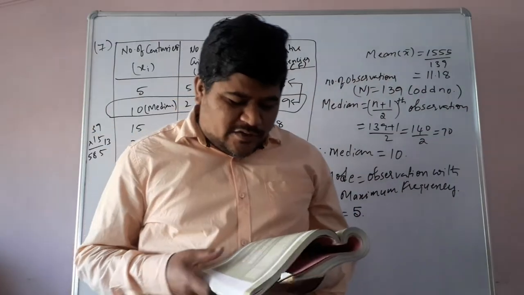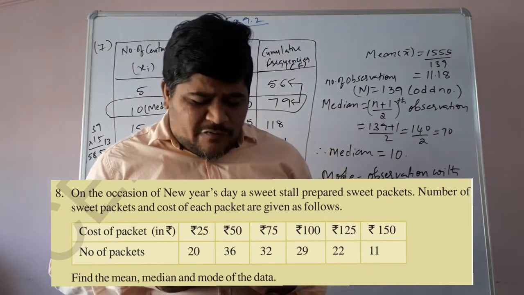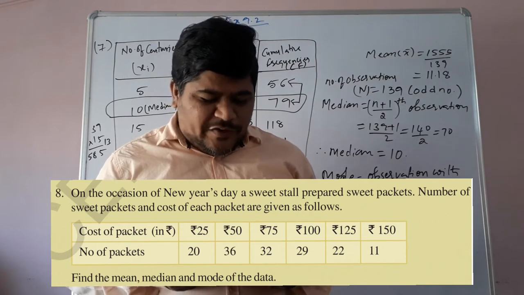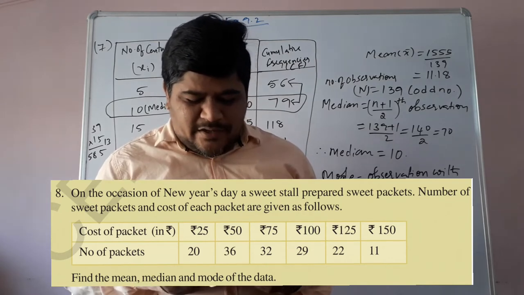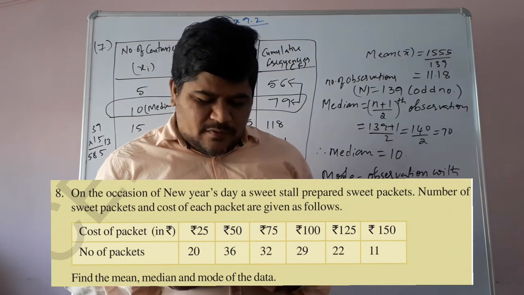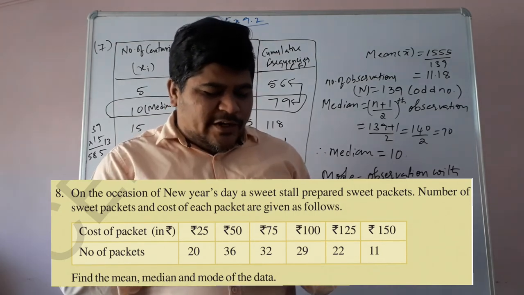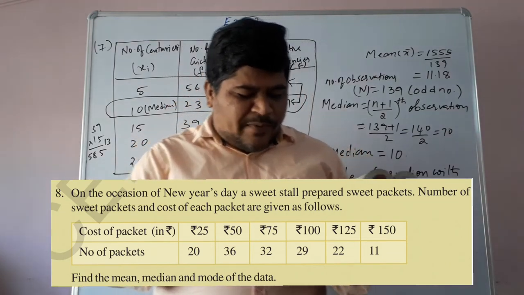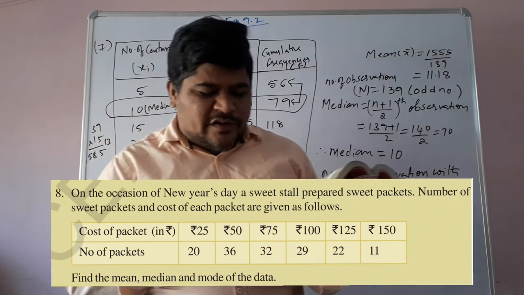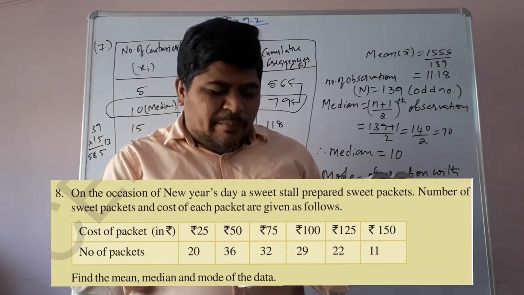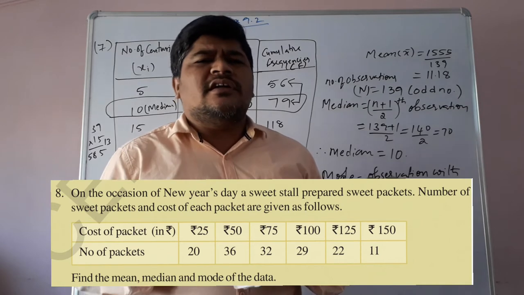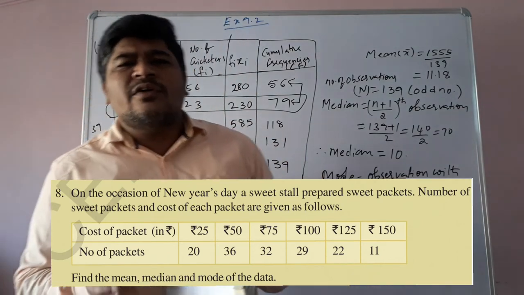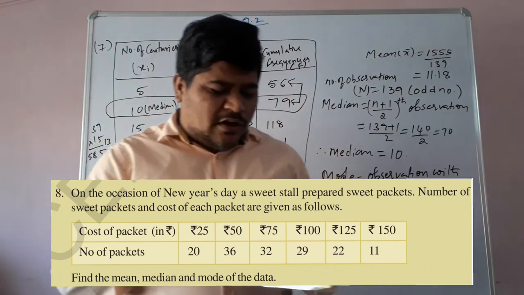Now children, let's see the next problem. On the occasion of New Year's Day, a sweet stall prepared sweet packets. Number of sweet packets and cost of each packet are given as follows. Cost of packet in rupees: 25, 50, 75, 100, 125, 150. Number of packets: 20, 36, 32, 29, 22, 11. Find mean, median and mode of the data. Children, this is similar to the previous problem, the 7th problem. So we already did the 7th problem, no? Similar to this problem, we have to solve.